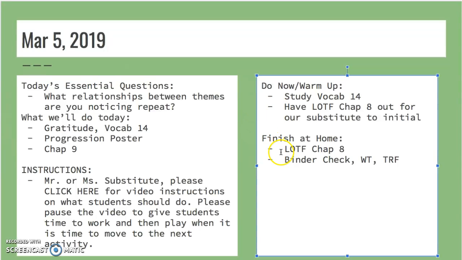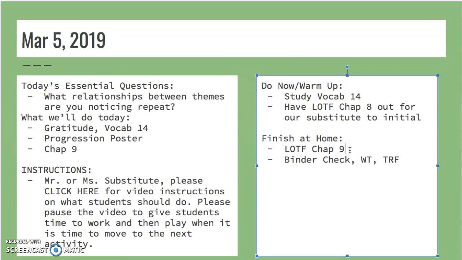For homework, Lord of the Flies, chapter 9. And then you do have a binder check, Wolverine time, and TRF due tomorrow. That said, I know you turned in your notes yesterday. I didn't expect to be out. So if you'd like to keep your chapter 7 and your chapter 8 notes that you're turning in today, that's fine. I will collect both chapter 7 and chapter 8 after your binder check tomorrow.